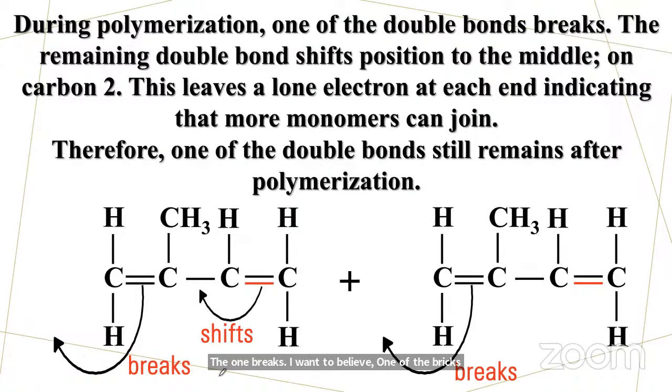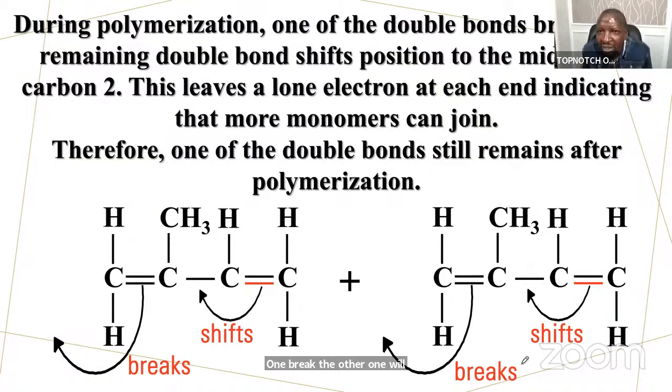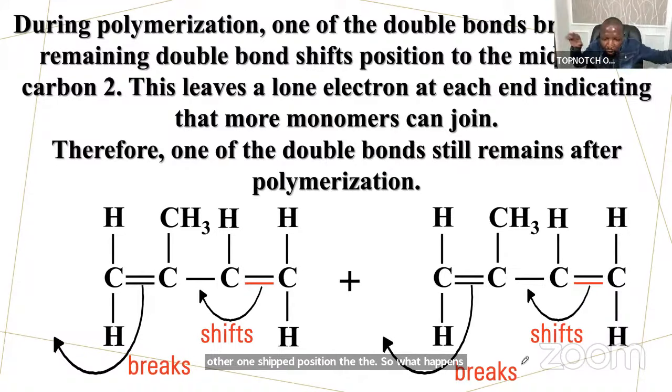I want to make it. So this one breaks. One breaks, the other one will shift its position to the middle. So what happens at that point is that we are going to have a free end on both ends, a free end that can now join more of the monomer.